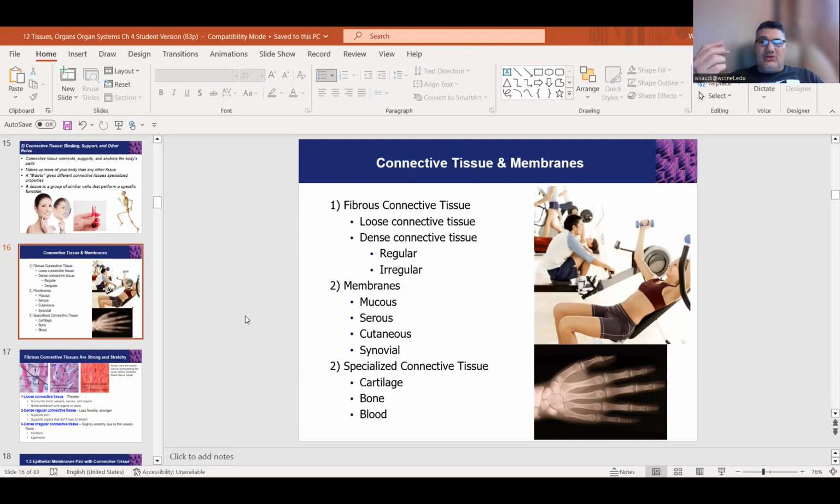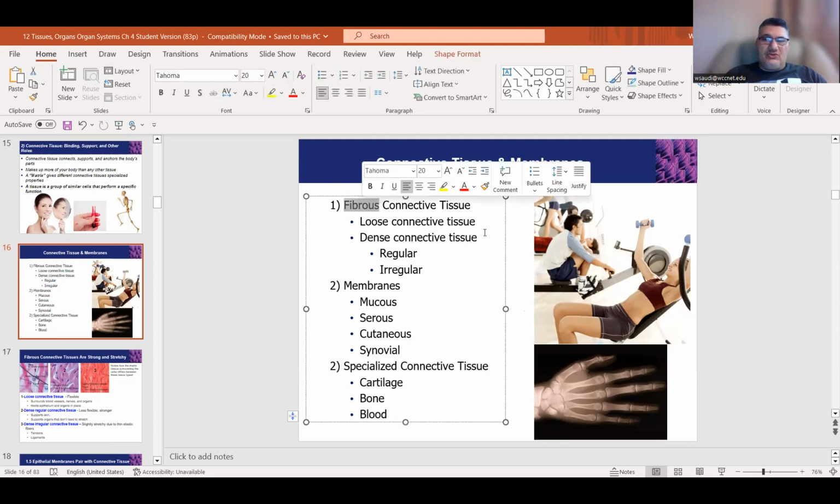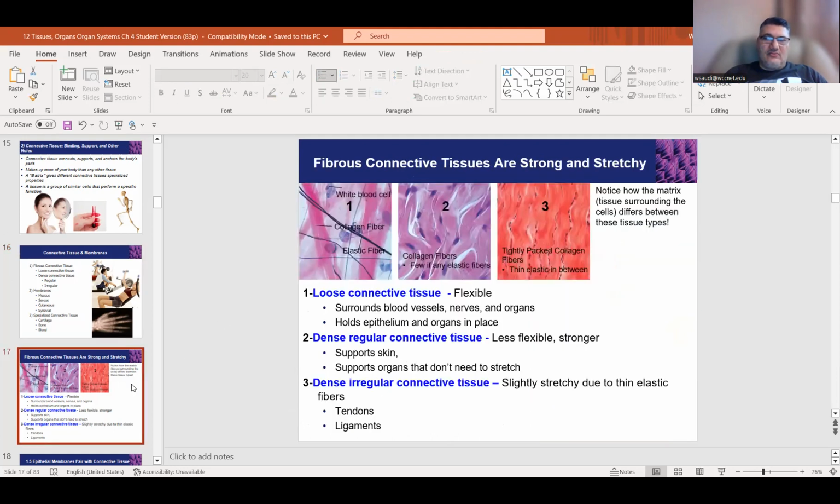Serous, you secrete something that looks like serum, like the fluid of the blood. Cutaneous means skin. Synovial, secrete synovial fluid. What is the synovial fluid? Inside your joints. Do you know that there is fluid inside your joints? Synovial fluid. So it is part of these membranes. And also it can be fibrous if it contains a lot of fibrous tissue, loose or dense.